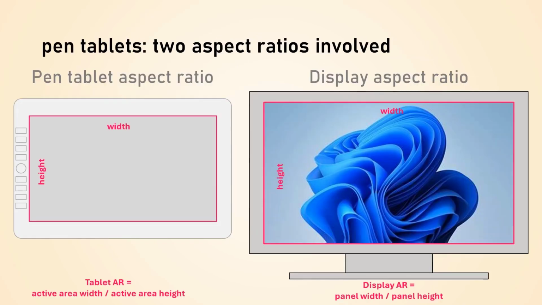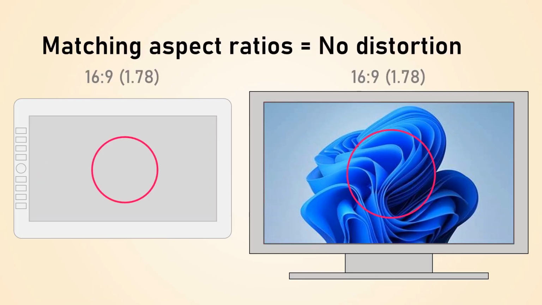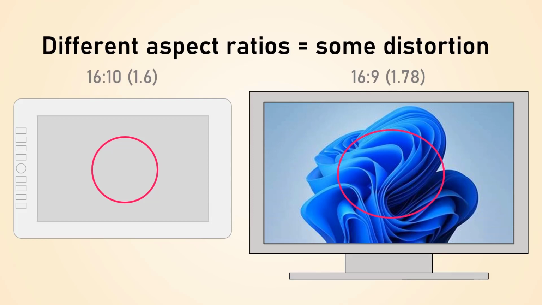The central issue that causes the distortion I mentioned is that there are two aspect ratios involved. One aspect ratio comes from the active area of the pen tablet. The other aspect ratio comes from the display. If both the aspect ratios match, then drawing a circle on the active area of the tablet will give you a circle on the display. But if the aspect ratios don't match, for example, if the tablet is 16:10 and the display is 16:9, you will get some distortion.